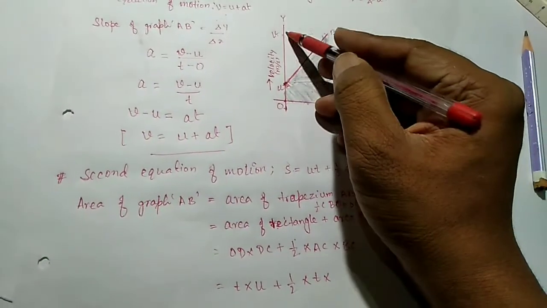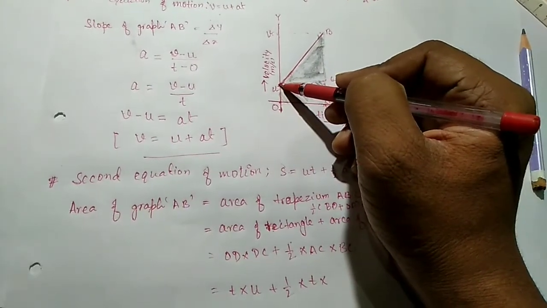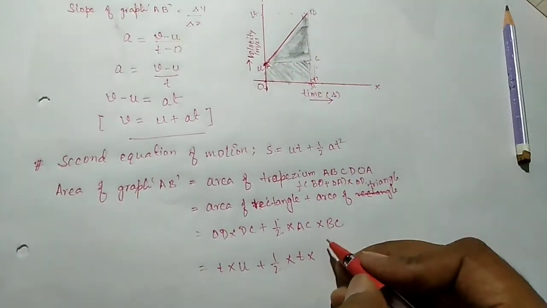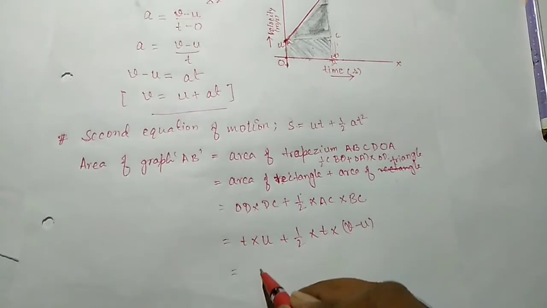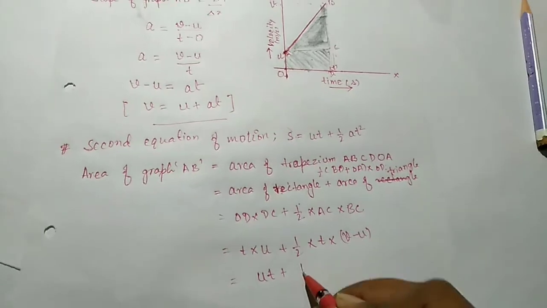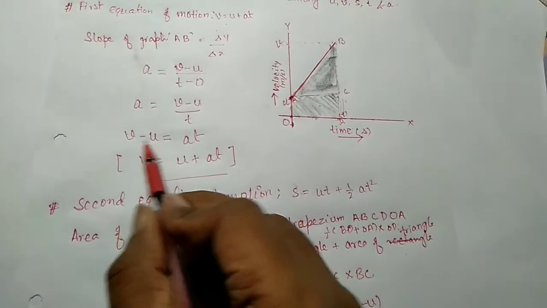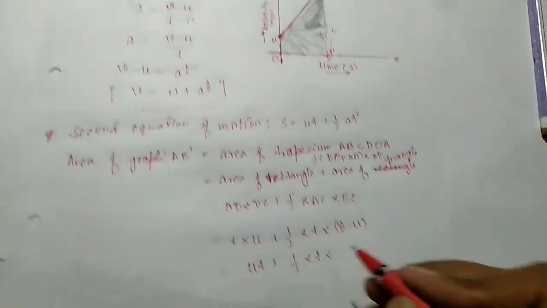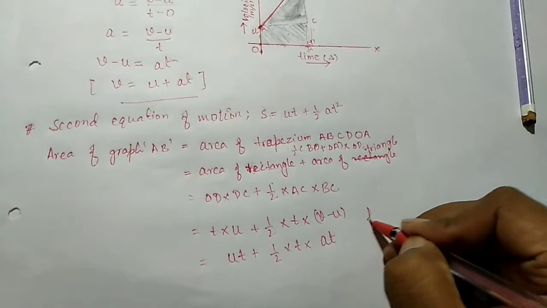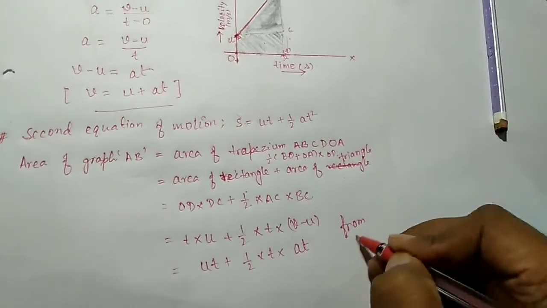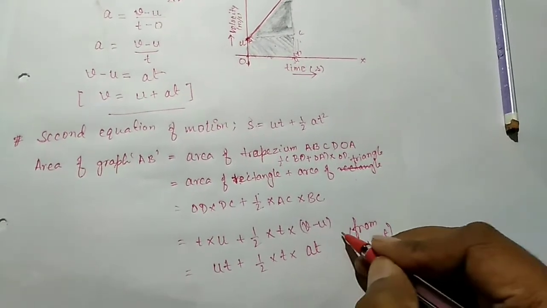What is B to C? B to C means from here to here. What is the value at B? That is V. What is the value of C? That is U. So BC is V minus U. So using that, you can see here we have obtained UT plus half into T, but instead of V minus U, you can use AT. So let's put it here, AT. We can write V minus U is equal to AT. So we can put it here.